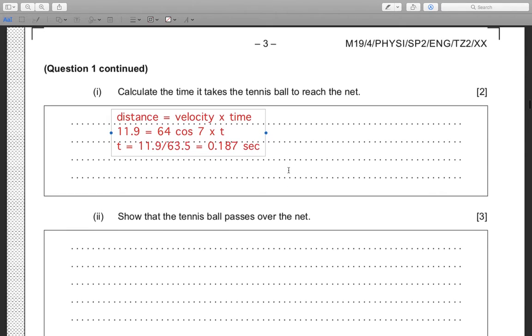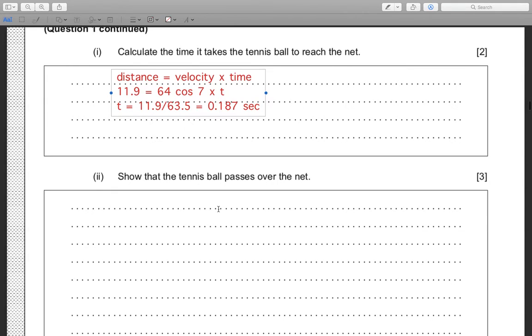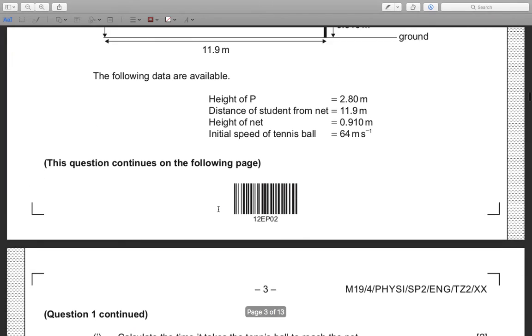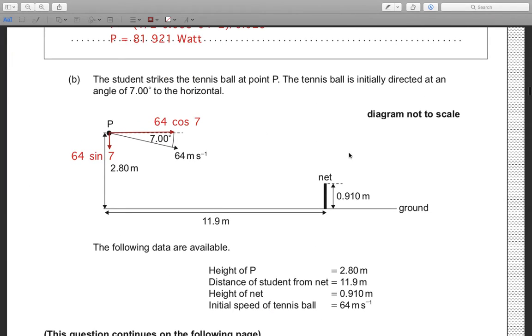Okay, continue to the next question. Does the tennis ball pass over the net? We draw first the distance in this.